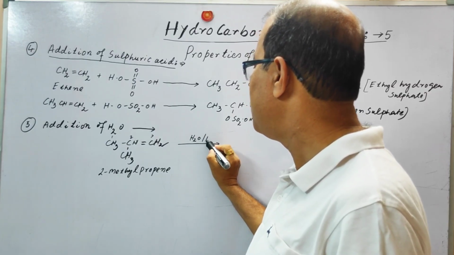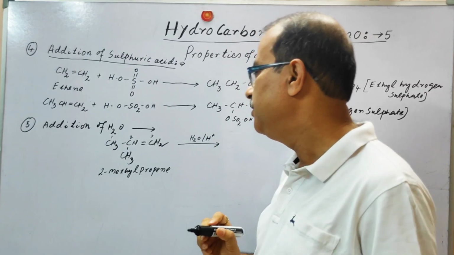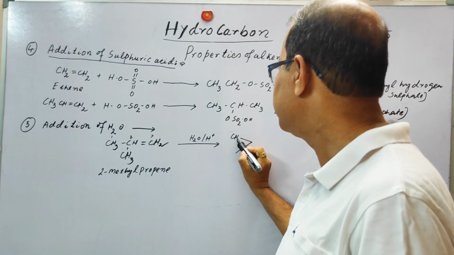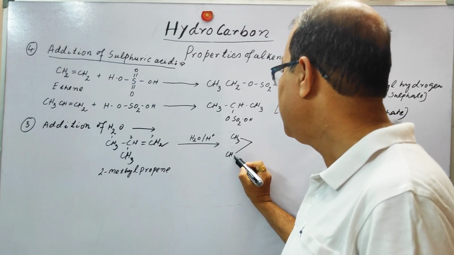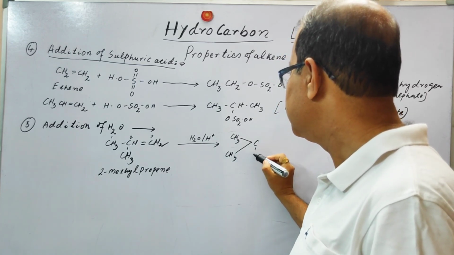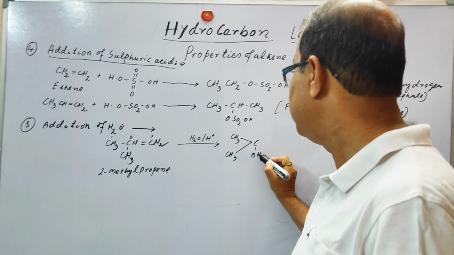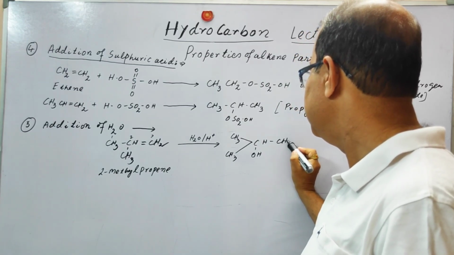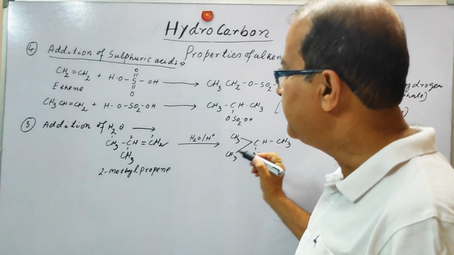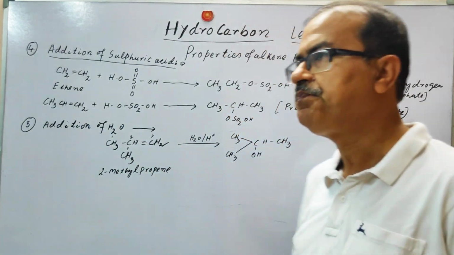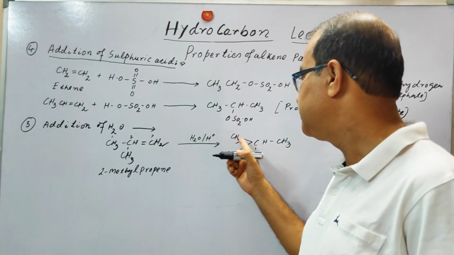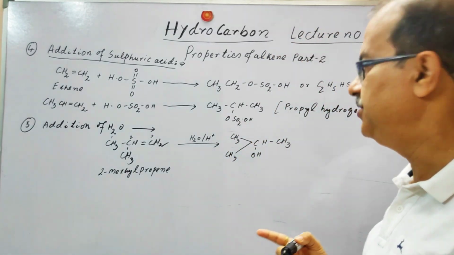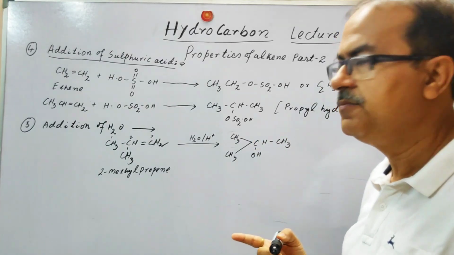H2O in presence of a small amount of H+ ion, what is going to happen? This addition reaction is going to produce an alcohol. This is OH, CH3. So OH is added to that carbon atom because this carbon atom is highly substituted; 2 methyl groups substitute the 2 hydrogen atoms of this carbon atom.